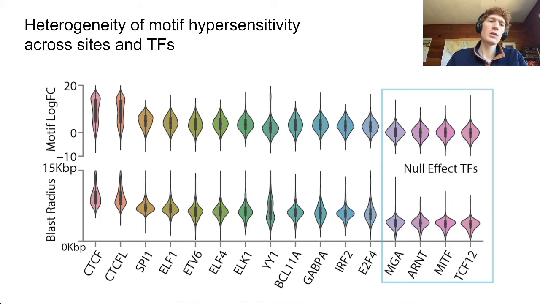So we can also measure this. Essentially, the top metric here, the motif log fold change, is the motif hypersensitivity. The bottom is the blast radius, the width of the disruption envelope. And you can see that we are able to stratify TFs based on the influence they're having, within their binding contexts, on flanking nucleosomes.